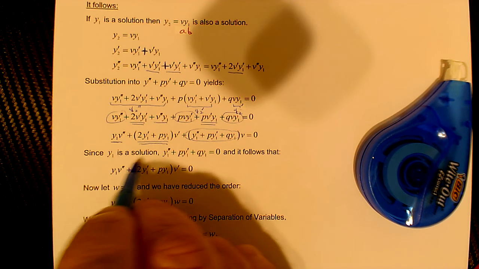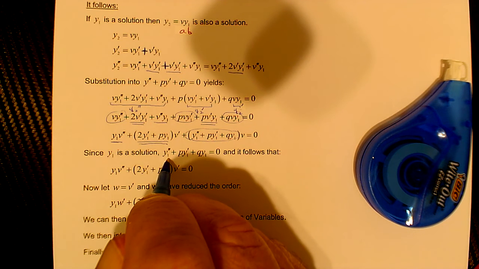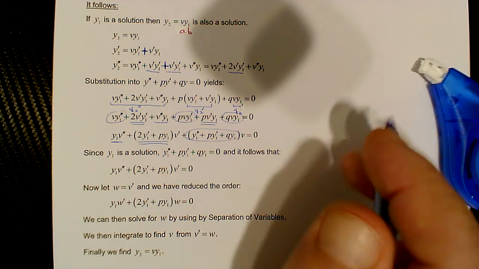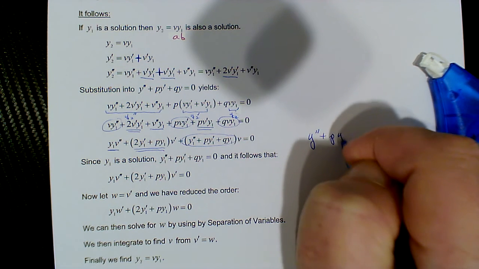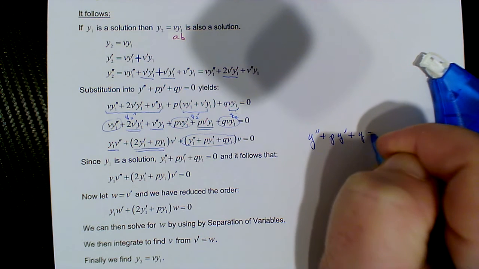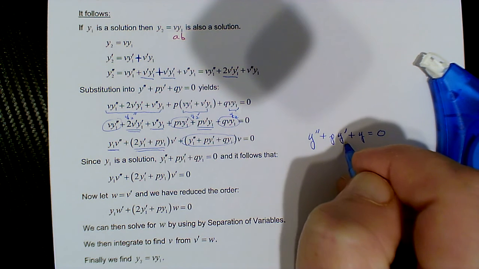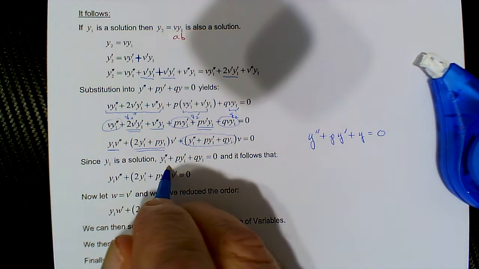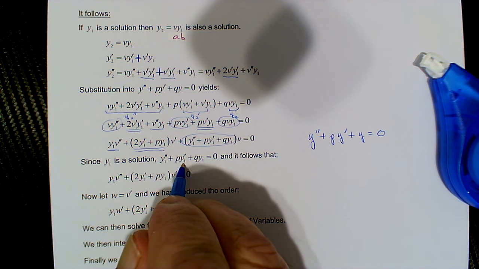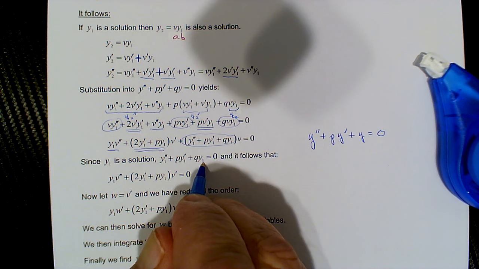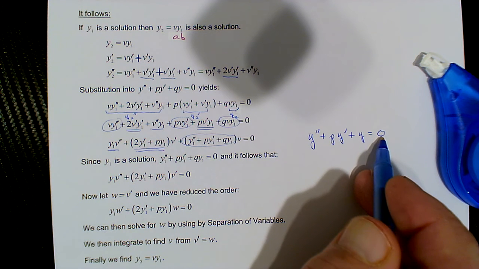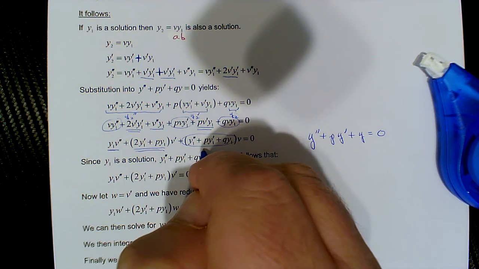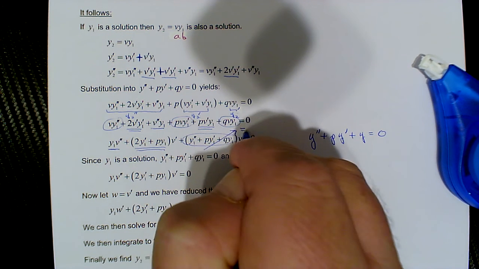Now, since y1 is a solution, we know that the original equation was y double prime plus py prime plus qy equaling 0. So if y1 is a solution, then y1 double prime plus py1 prime plus qy1 must be 0, because it's a solution, so it satisfies this equation. So it must be equal to 0. So basically this term is then going to be equal to 0.